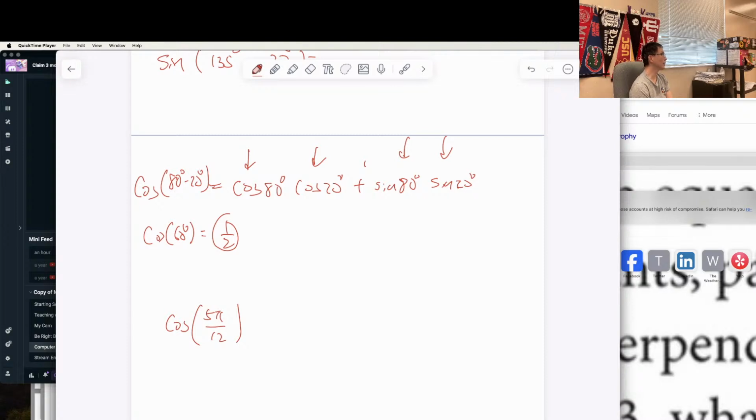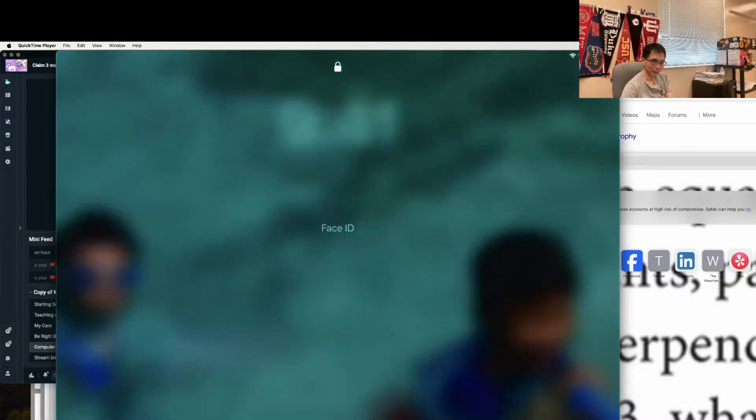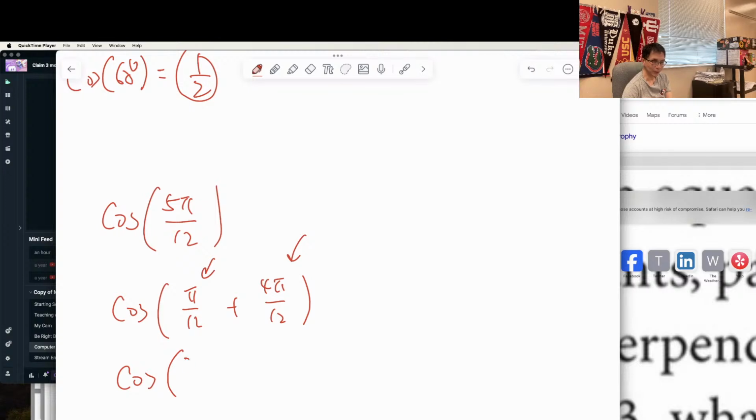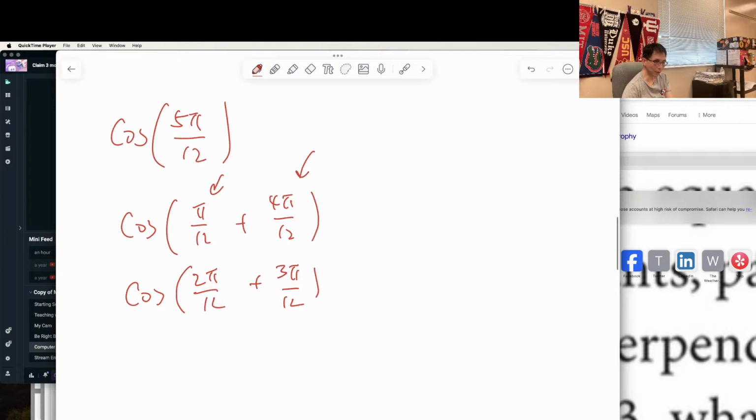Isaac? Pi over 6 and pi over 4. That's true. He's right. So there was a combination, right? There was pi over 12 plus 4 pi over 12. This is on the unit circle, that's true, but this one's not. So if you have 2 pi over 12 plus 3 pi over 12, are they both on the unit circle?